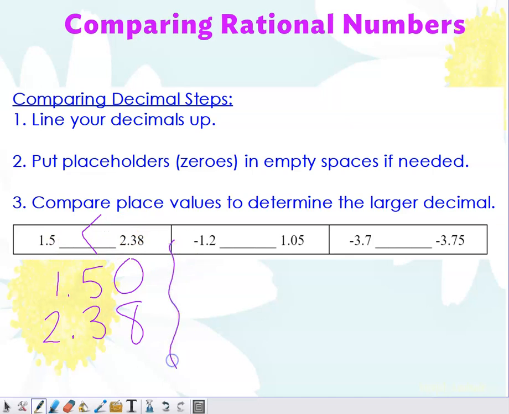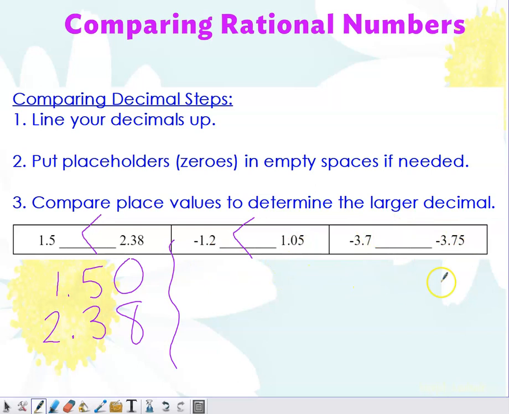Now, if we're looking at this one, I don't even have to do any of this over here because this is a negative and this is a positive, and we learned last week that positives are always bigger than negatives. So automatically I can see that 1 and 5/100 is larger than negative 1 and 2/10 because it's positive. All positives are bigger than negatives.